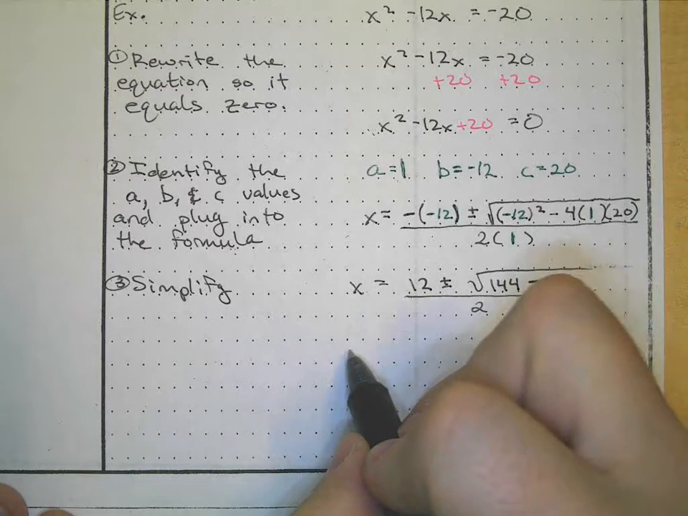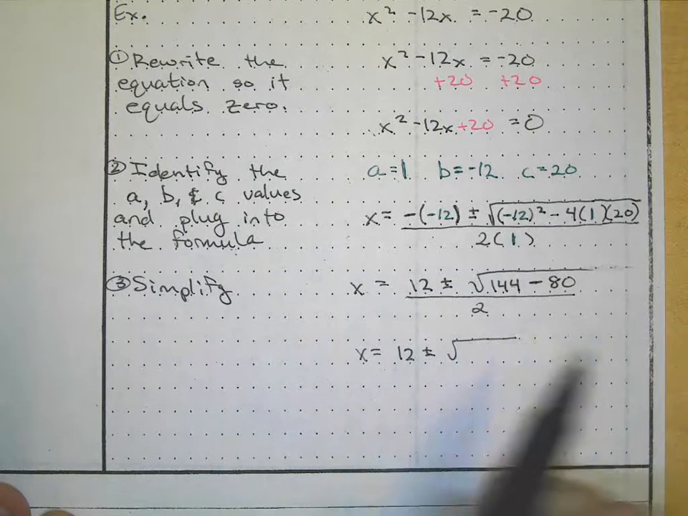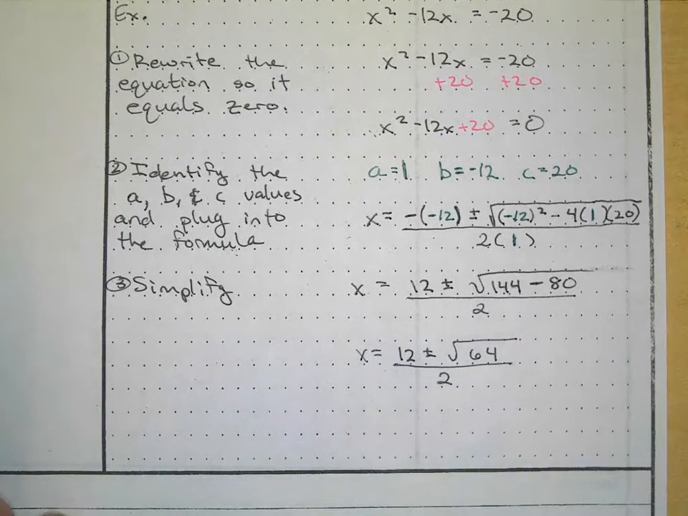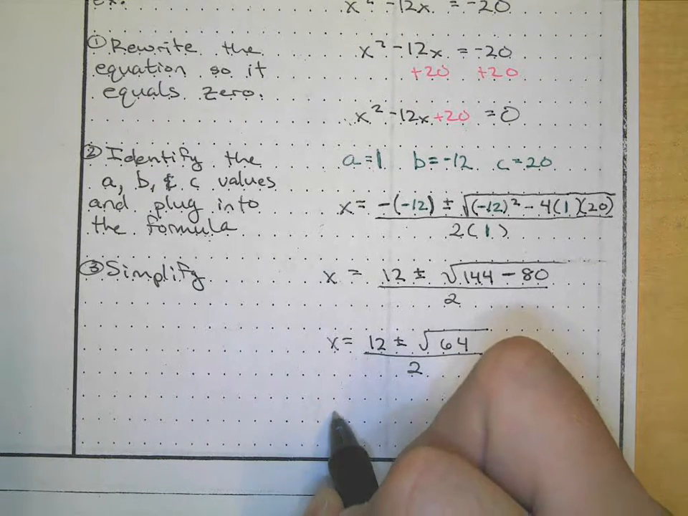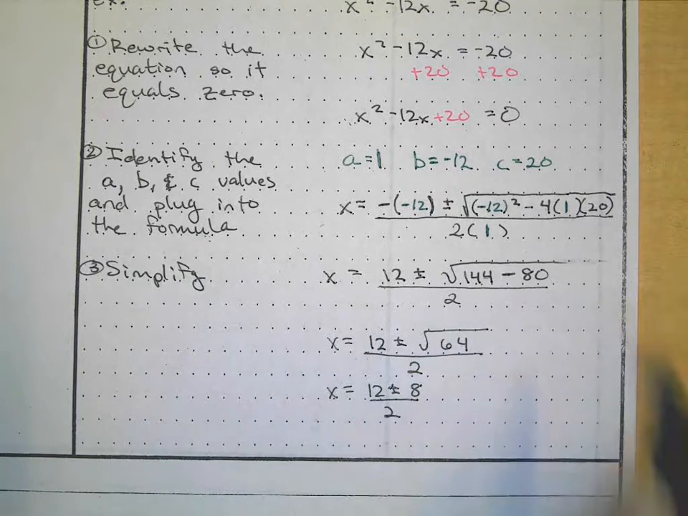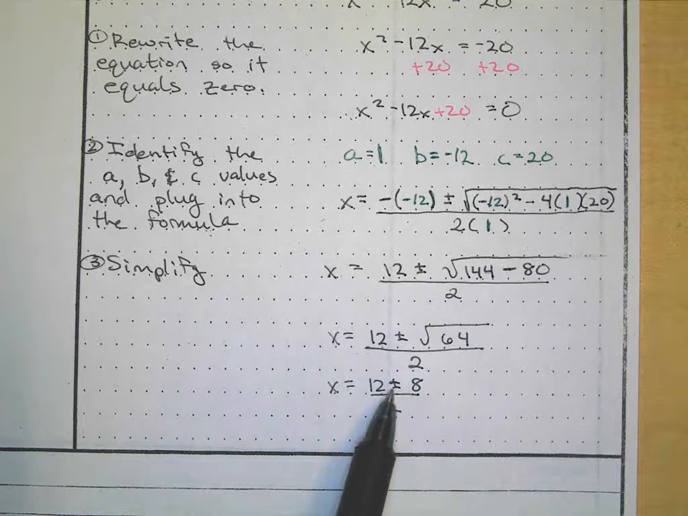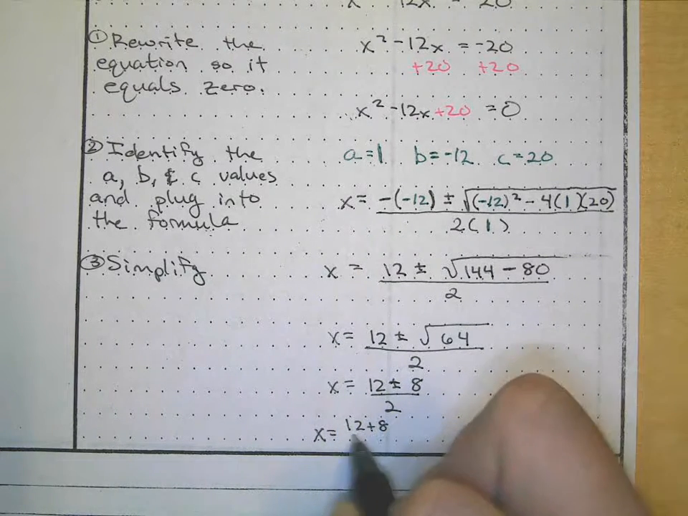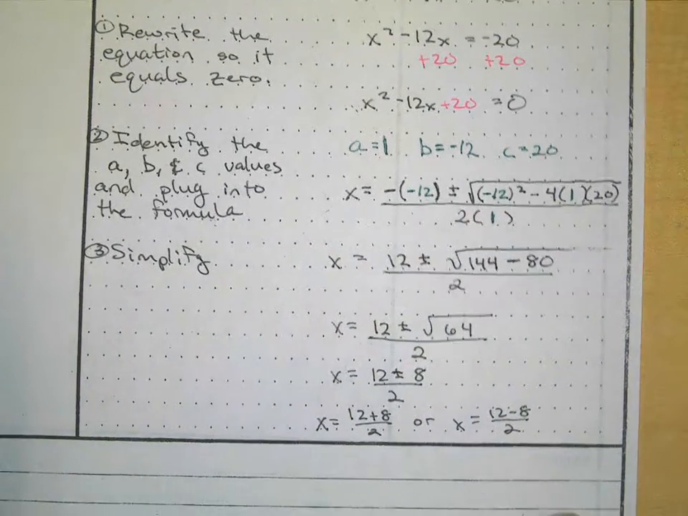I'm continuing to simplify. Now I have x equals 12 plus or minus the square root of 144 minus 80, which is 64. And then I'll eventually divide that by 2. The square root of 64 is 8. So now I have x equals 12 plus or minus 8 over 2. Now this is where we split into our two possibilities. x equals 12 plus 8 divided by 2, or x equals 12 minus 8 divided by 2.